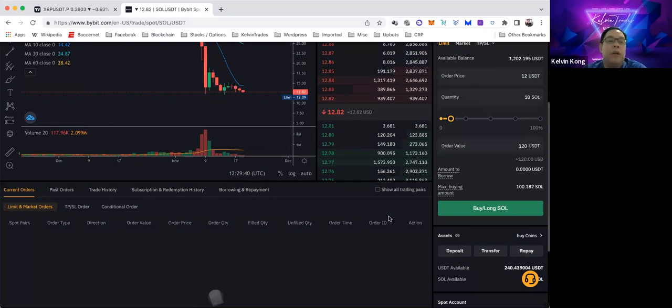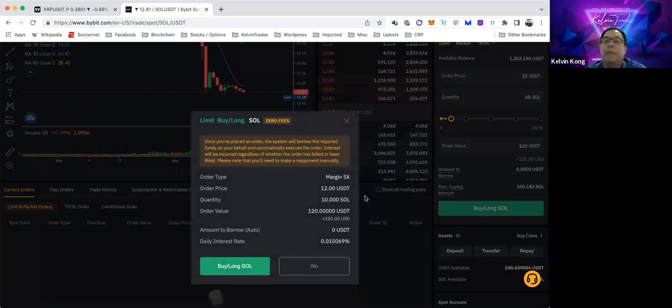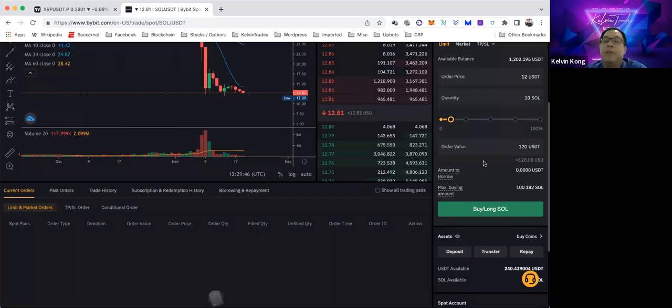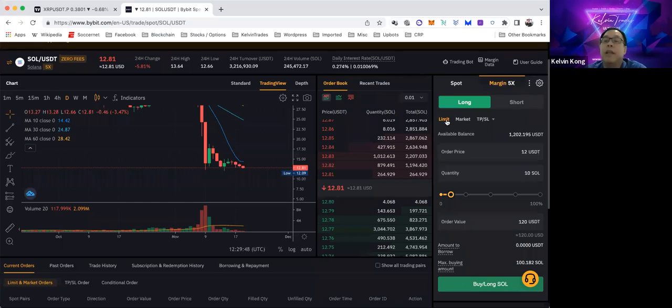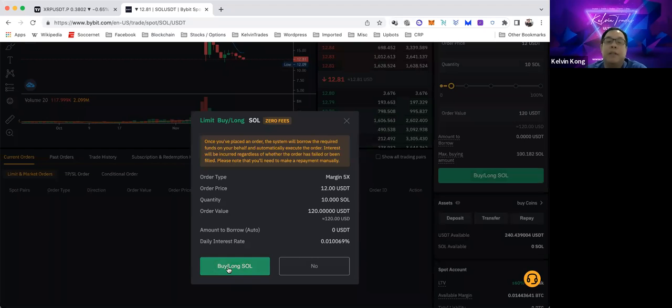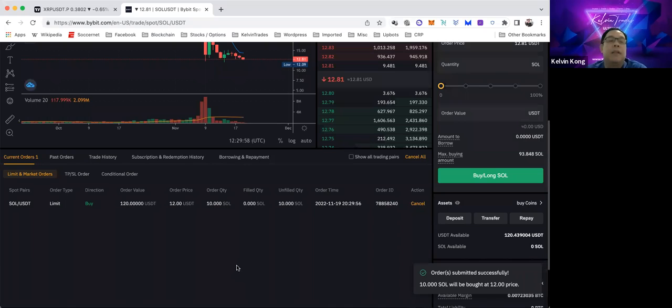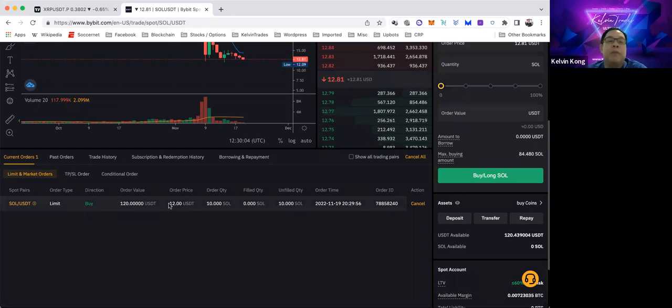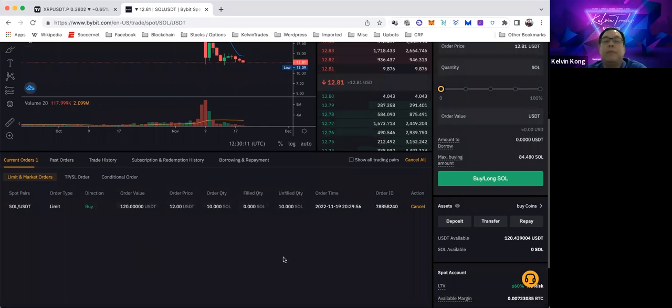So like I said, I want to buy 10 Solana. Wait, make sure it's limit price. You have limit price, market price. So make sure it's limit price. I want to buy Solana at $12. Okay, so you see current orders here. Solana USDT limit order buy $12. So simple, right?